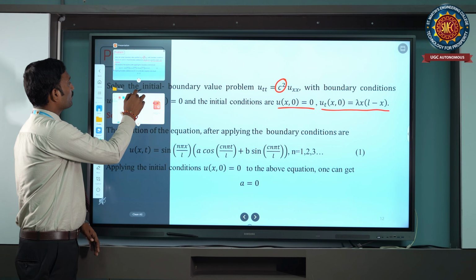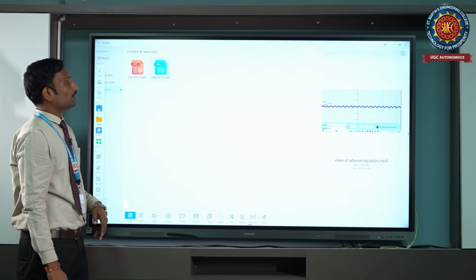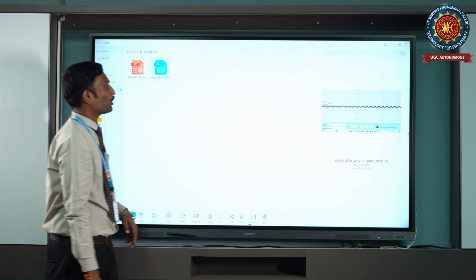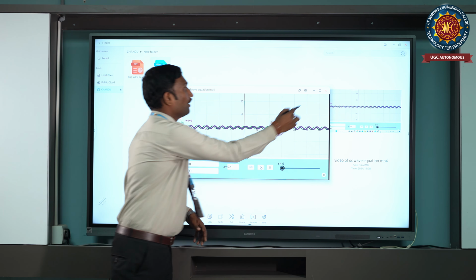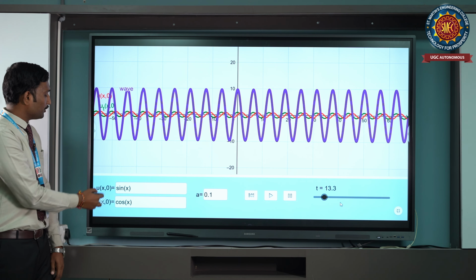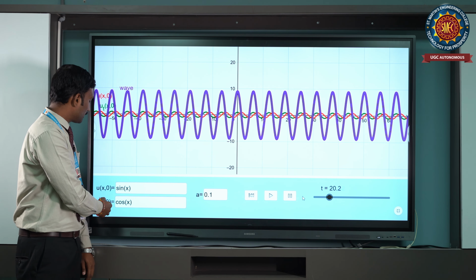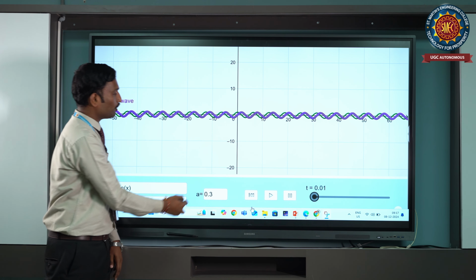Here the video consists of the solution at the different points of a values. Here we can see the propagation speed of the wave equation. I am going with the two initial conditions, that is u of x comma 0 is equal to sin x, ut of x comma 0 is equal to cos x, when a is equal to 0.1.